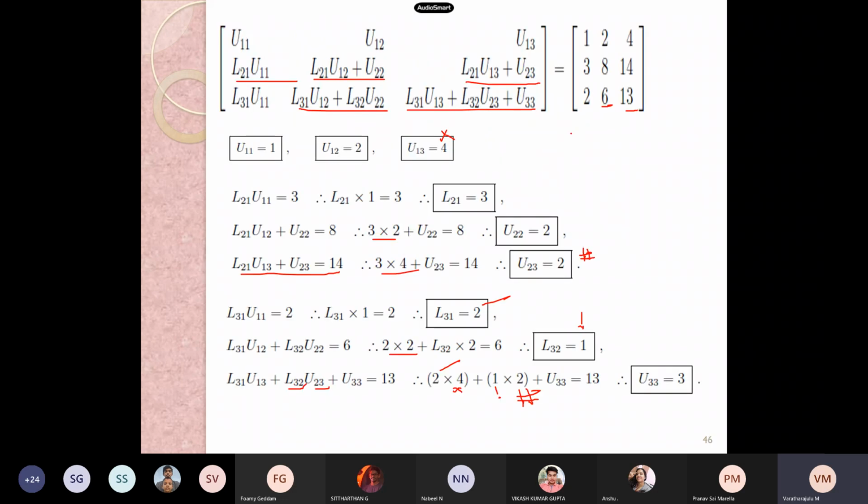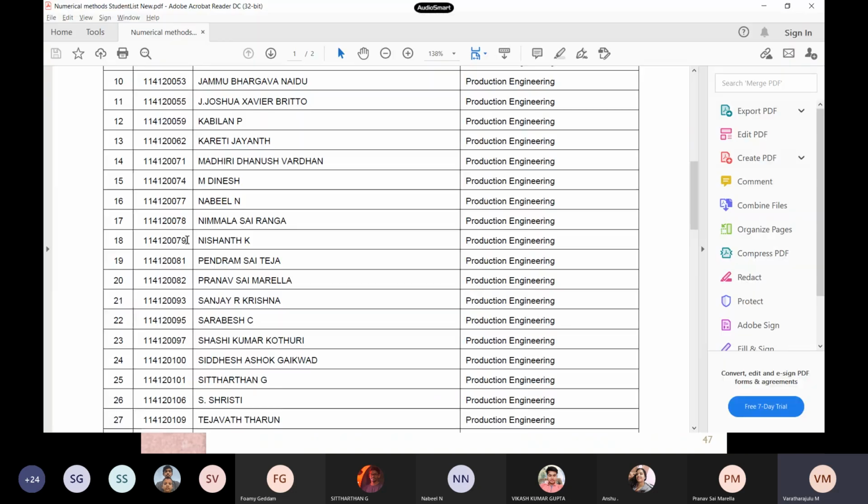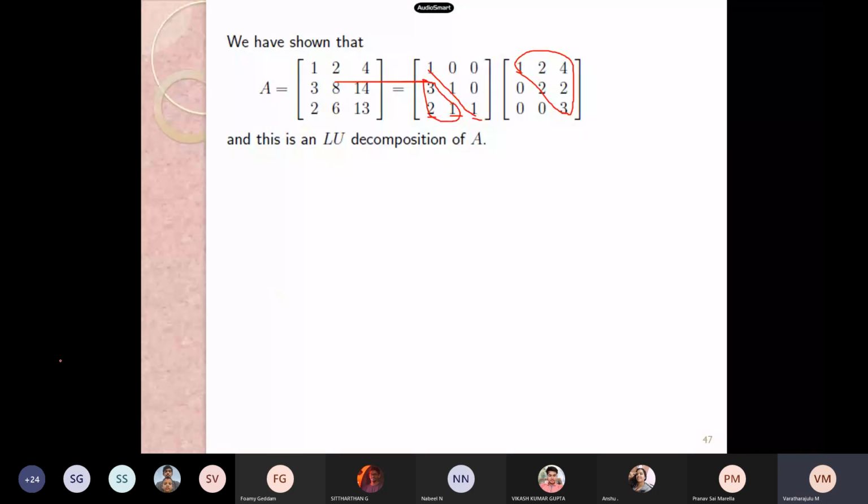Someone please unmute and tell me whether these values are right or wrong. Sai Ranga, Nimala Sai Ranga.